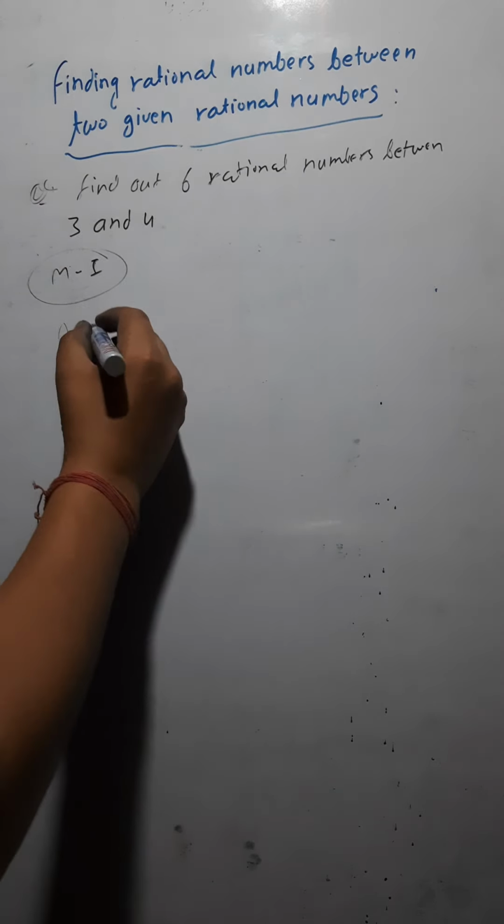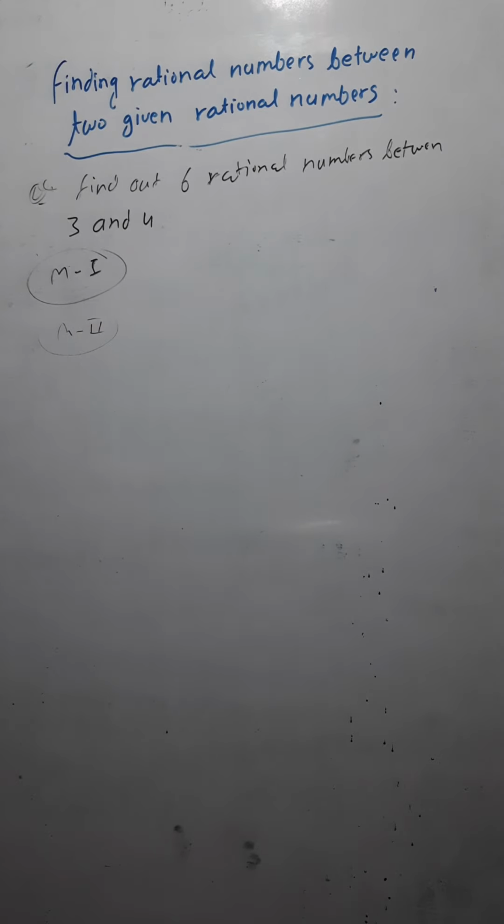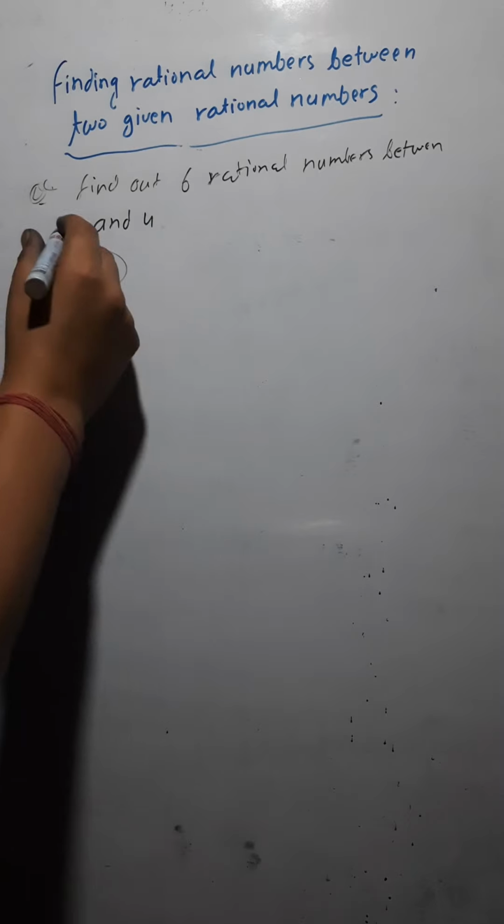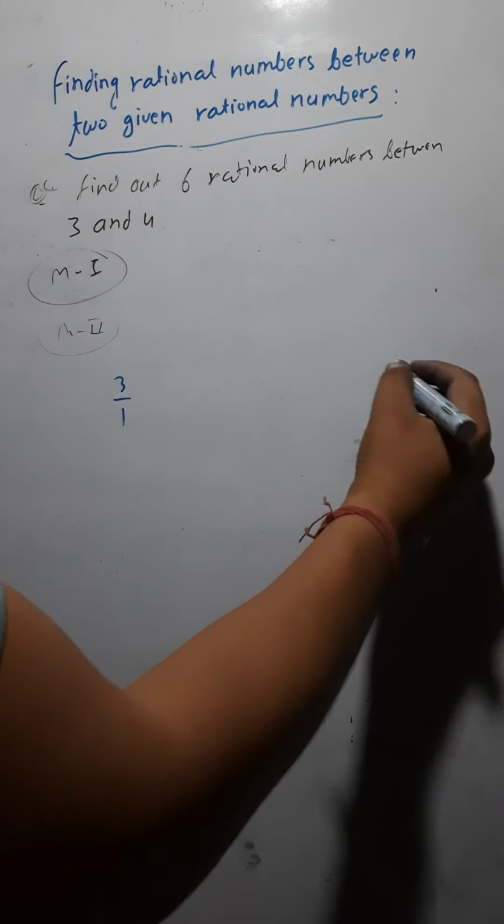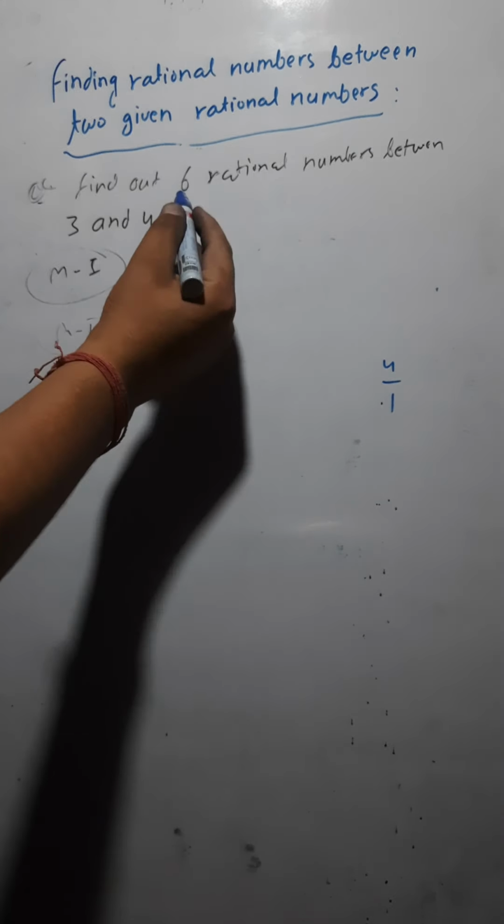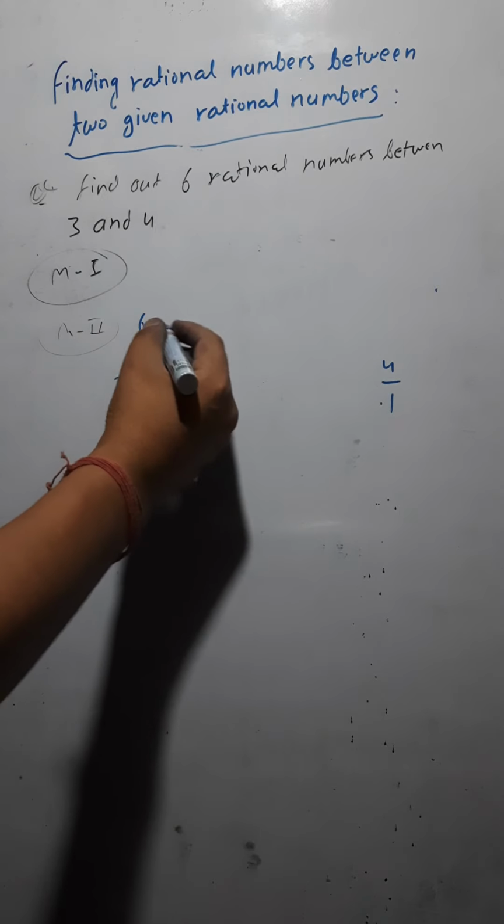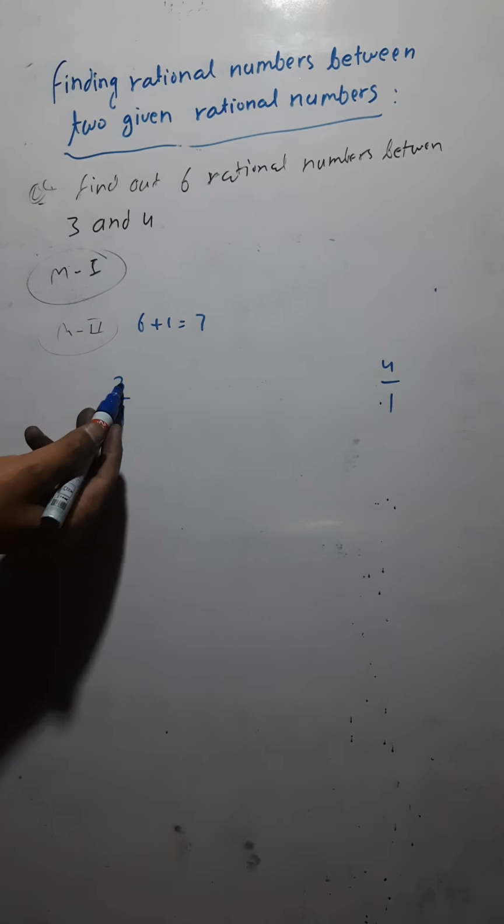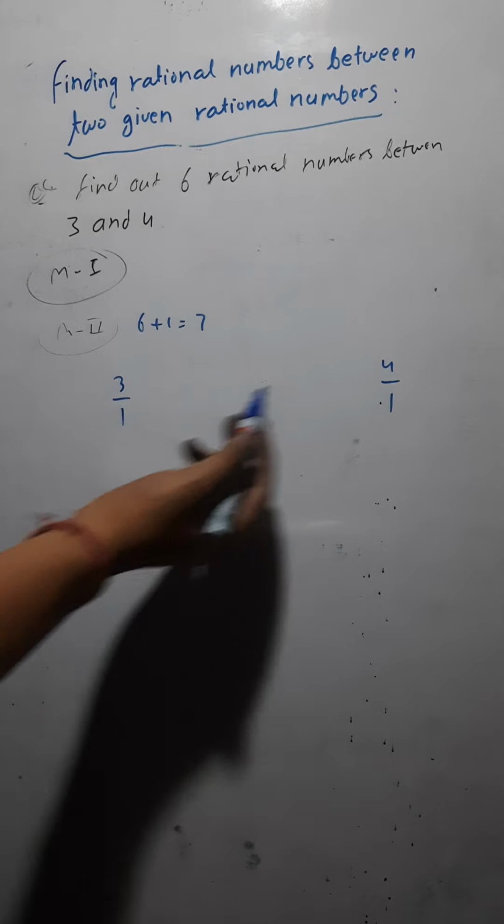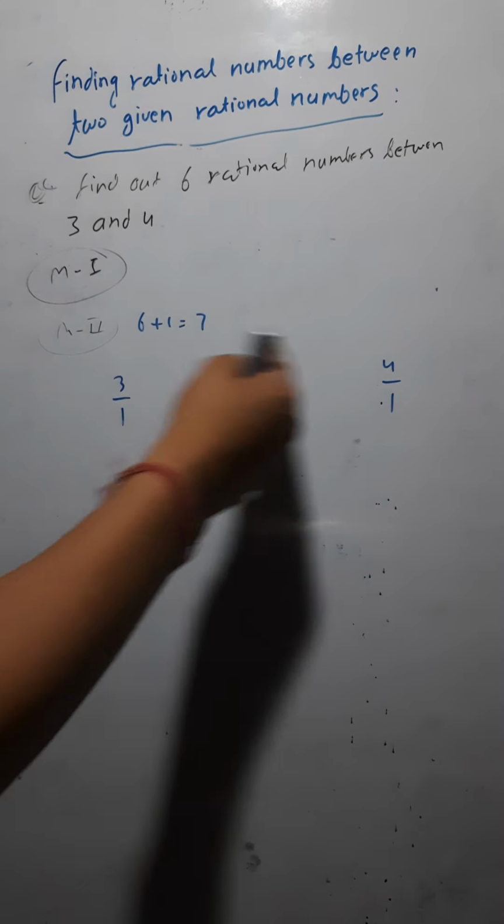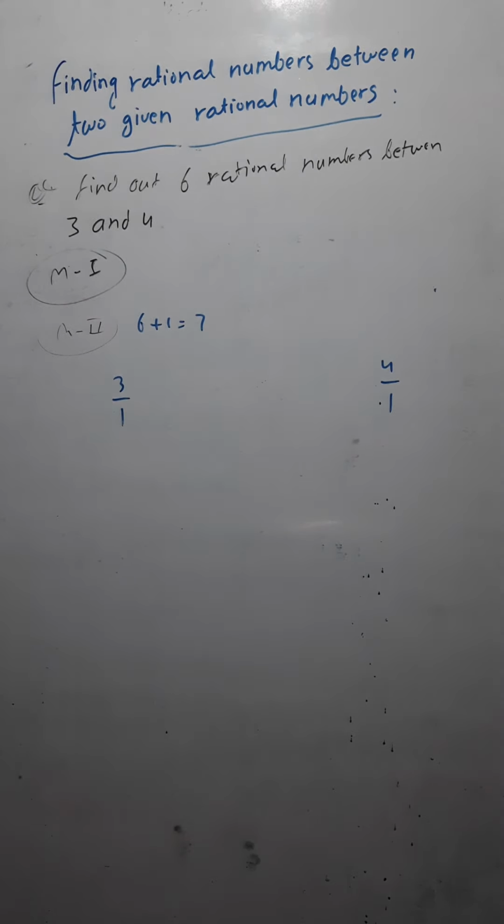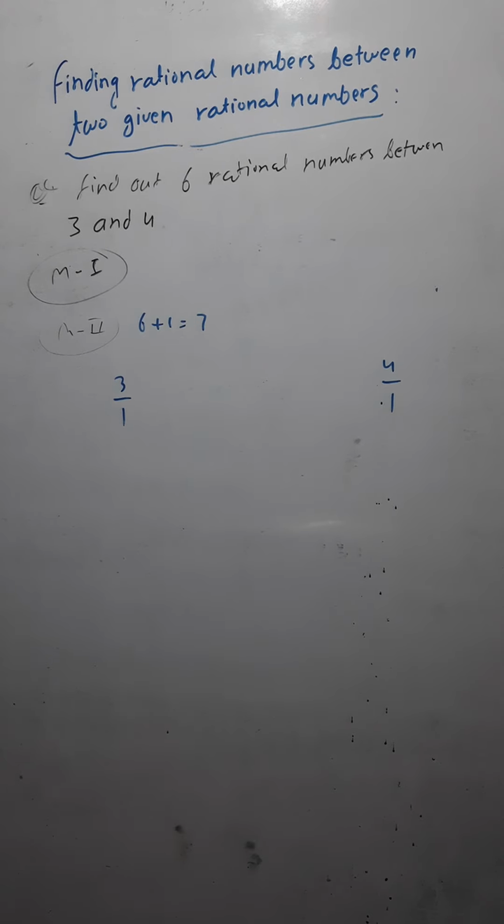Then similarly you would do this by method number 2 also. So how would you solve this by method number 2? If you are solving it by method number 2, you would write 3 as 3 by 1, 4 as 4 by 1, and you have to find 6 rational numbers. So 6 plus 1 would be 7. So you have to multiply upside by 7, downside by 7, here also by 7, here also by 7. Then write all the numbers between these two, and you will find your answer this way. Okay, so this is how you have to solve the given question on your own.